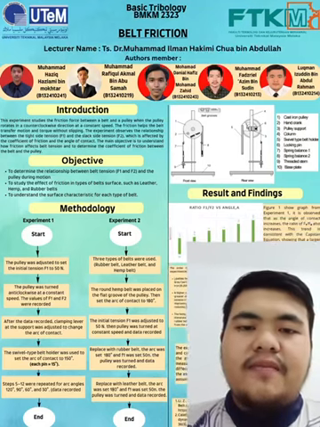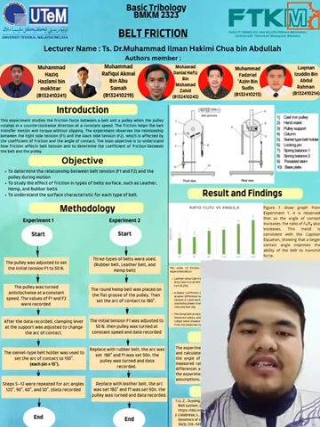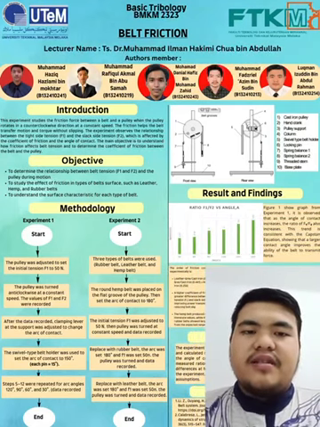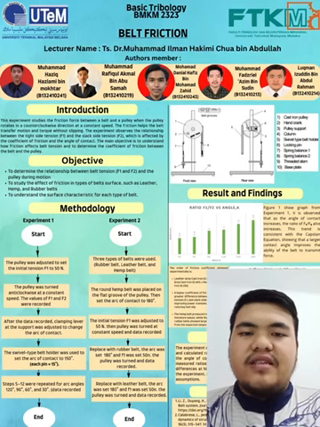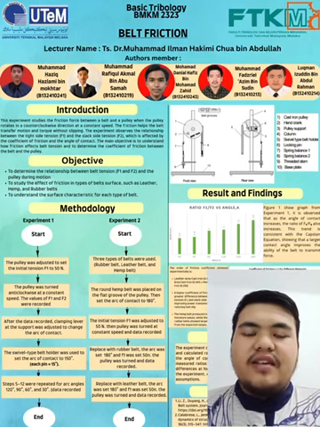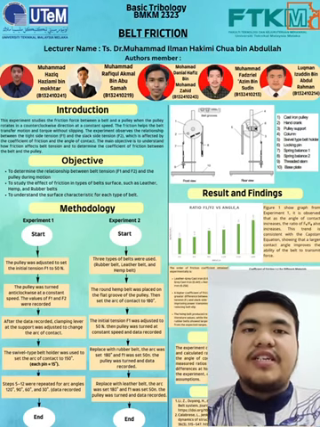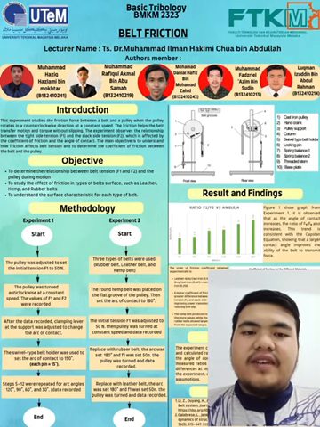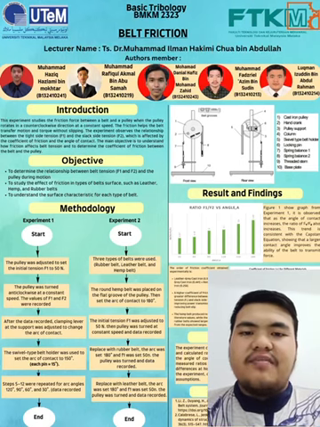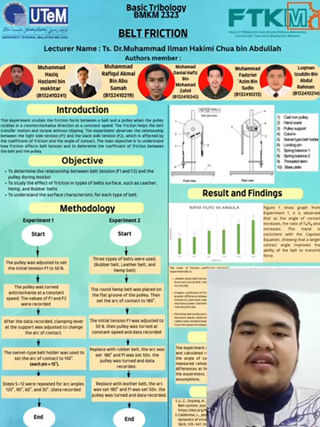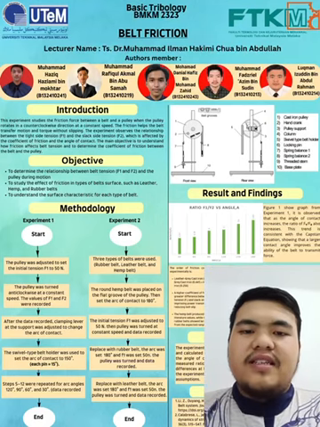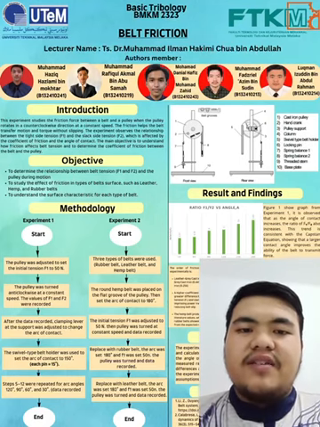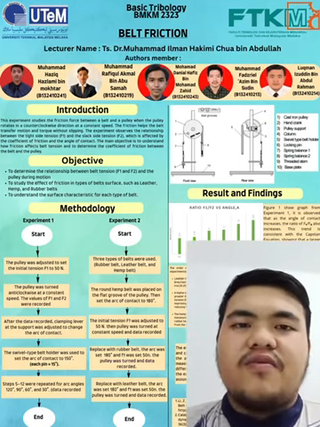For the objectives, first, to determine the relationship between belt tension F1 and F2 and the pulley during motion. Second, to study the effect of friction in types of belt surface such as leather, hemp and rubber belts. And lastly, to understand the surface characteristic for each type of belt.